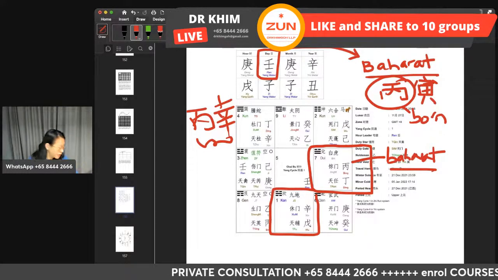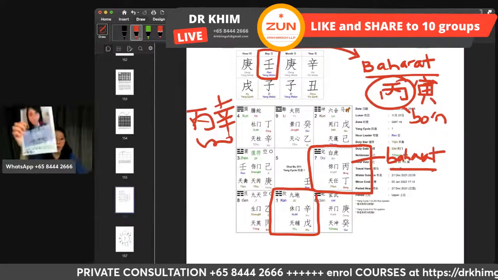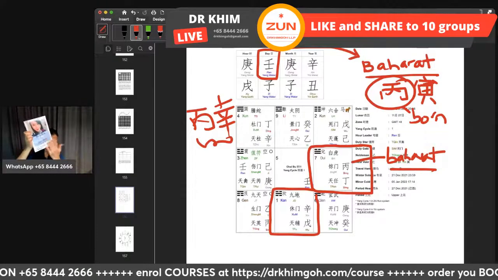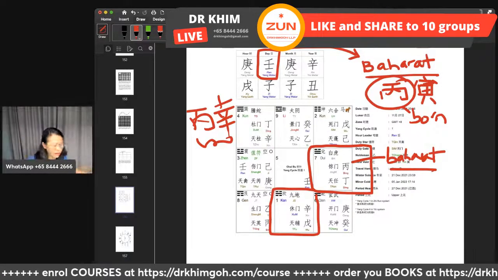Understand? No understand, right? Flip the textbook. Teacher, this is also explained inside the textbook. Yes, it's inside the textbook. I never hide information or anything I teach.